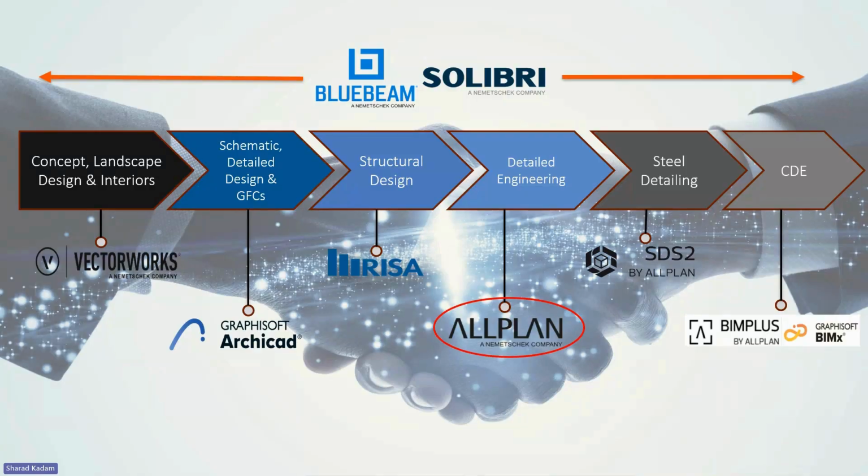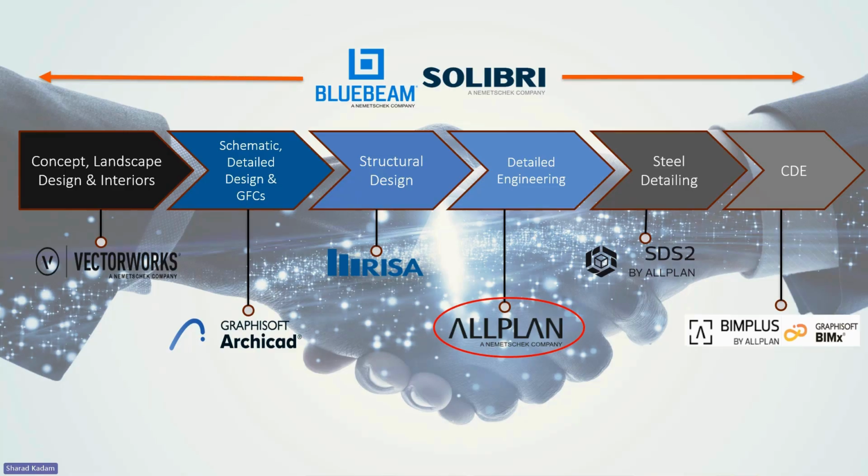So these are the various software products that we deal with from the Indian organization or the Indian office. To start with, the conceptual, landscape, design, and interiors work, basically the architectural work: we have the software called Vectorworks, which deals with the conceptual model, landscaping, interiors, and the design part. Then we have the software called Graphisoft ArchiCAD. It deals with the complete architectural workflow, schematic and detailed design, and is good for construction drawings and architectural models.